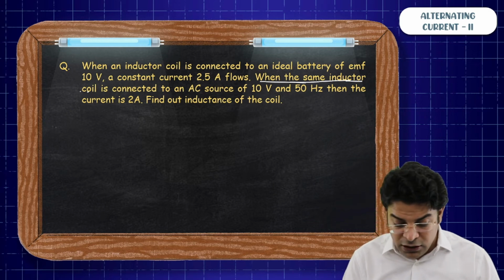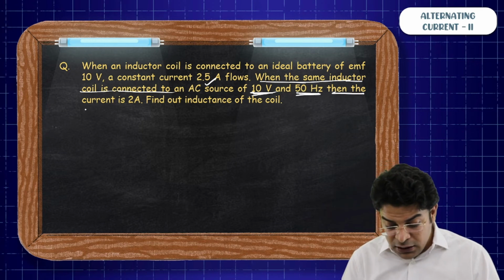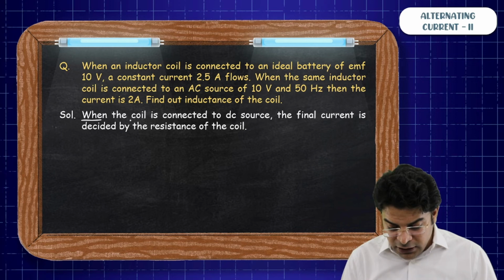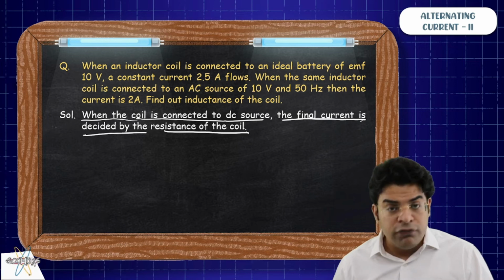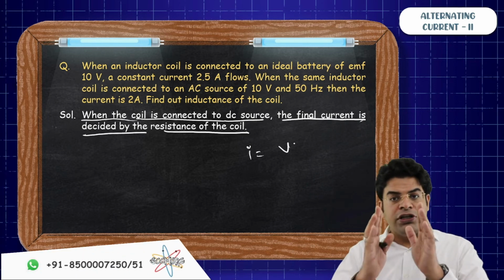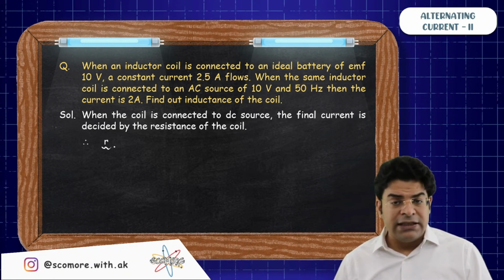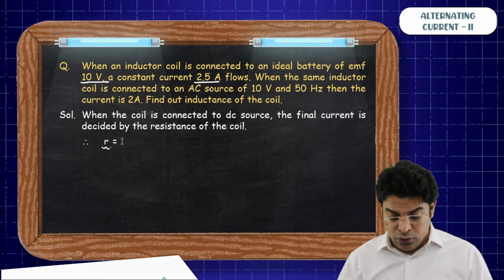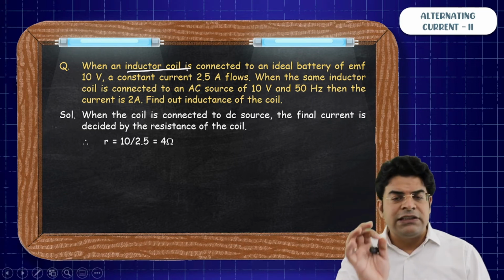When the same inductor coil is connected to an AC source of 10 volt 50 hertz, then the current is 2 ampere. Find out the inductance of the coil. So you will say that, sir, when the coil is connected to DC source, the final current is decided by the resistance of the coil, as the final current is nothing but the applied potential drop by the DC source upon the resistance. So the resistance has to be nothing but the applied potential drop by the DC source, 10 volt, divided by the current flowing 2.5, and that comes out to be 4 ohm. So the resistance of this inductor coil is now known. The resistance has to be 4 ohm.